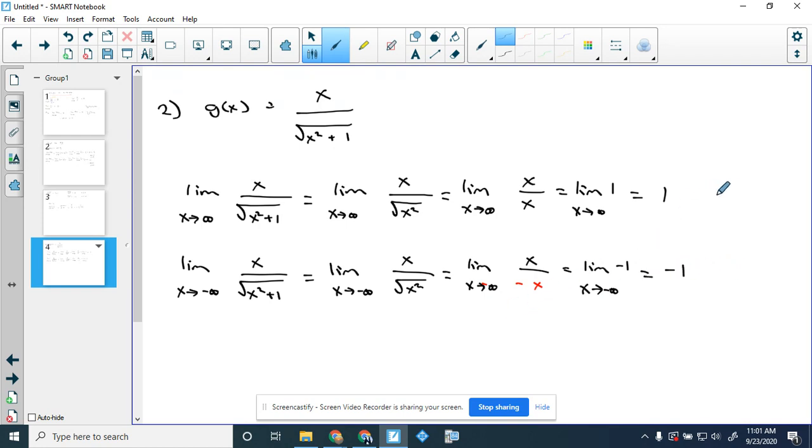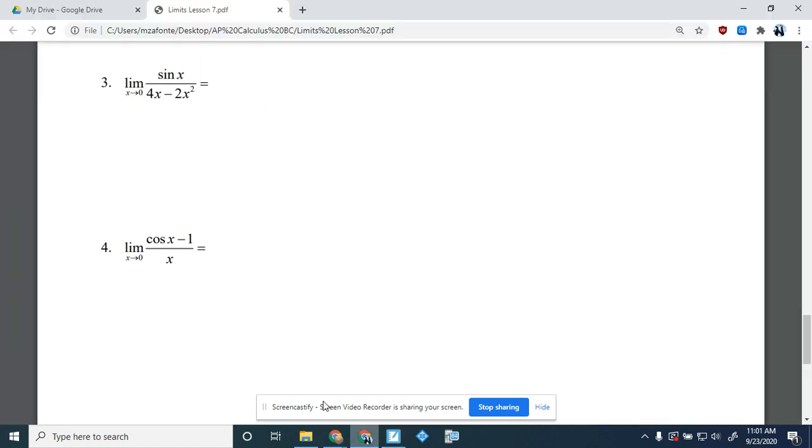So that actually means I have two horizontal asymptotes, right? So one to the right is going to be y equals 1, and the other one going to the left is going to be y equals negative 1. Right? You don't believe that? Well, let's go ahead and graph it. All right, so let's give our good friend Desmos a try.